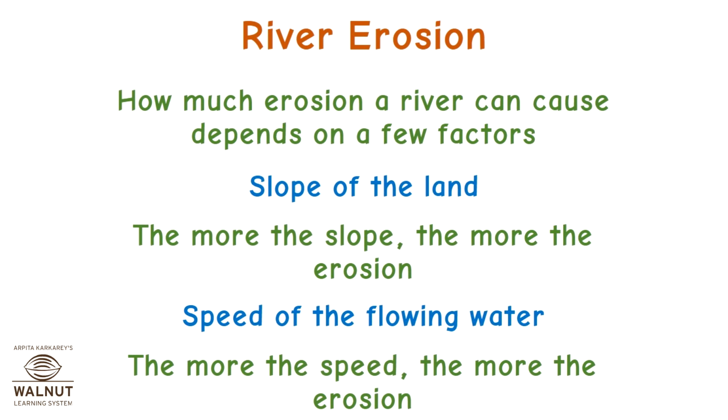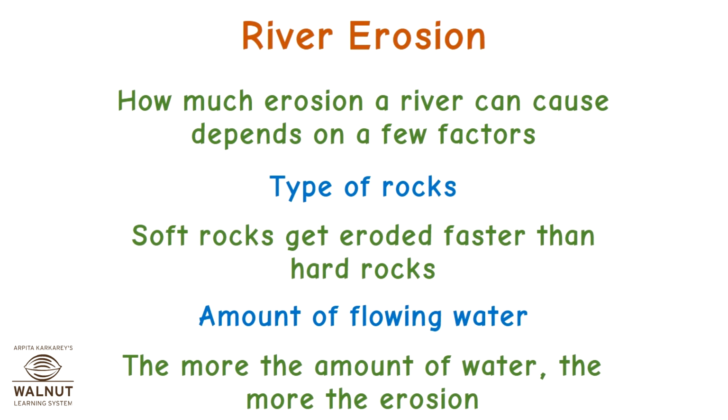How much erosion a river can cause depends on a few factors. Slope of the land. The more the slope, the more the erosion. Speed of flowing water. The more the speed, the more the erosion. Types of rocks. Soft rocks get eroded faster than hard rocks. Amount of flowing water. The more the amount of water, the more the erosion.